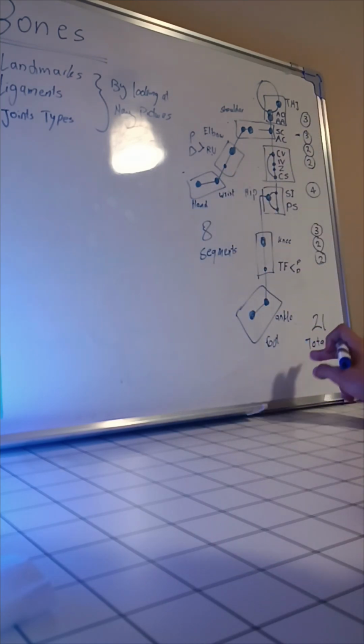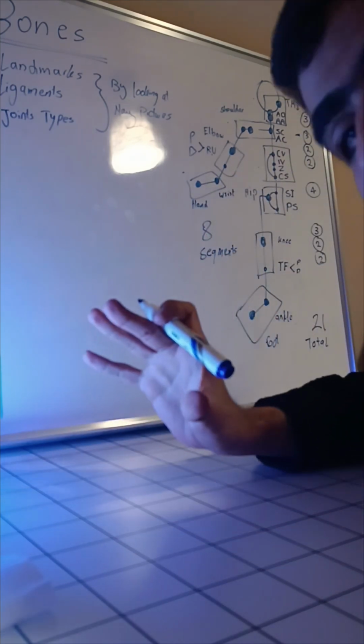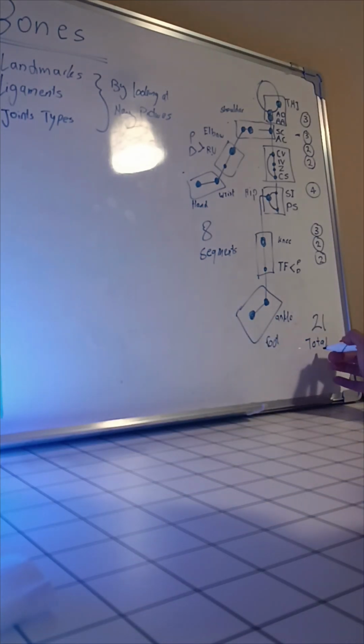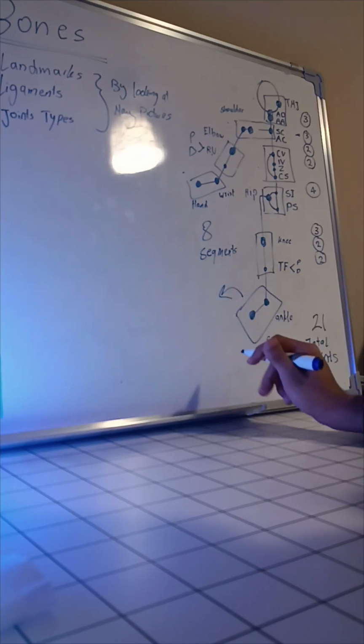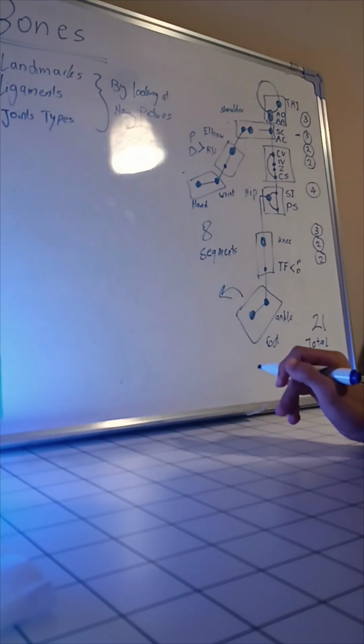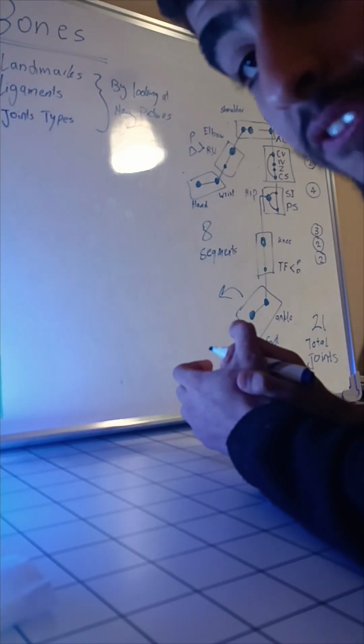But in total, my classification of the joints will have 21 joints. All right, so today we will be discussing this: the ankle and the foot.